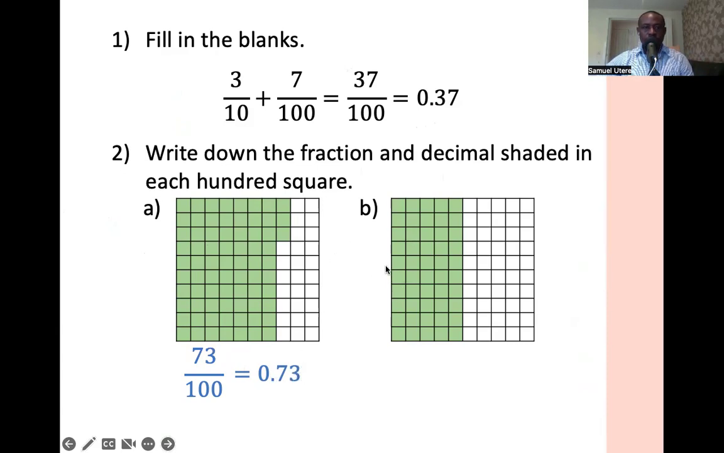Here, we're asked to represent this as a fraction. So here, we're going to have it as 50 hundredths because we have 50 squares out of the 100 squares. And if we simplify, that will be 5/10. And then recognize that it is half of the 100 squares. So that is a half, which is the same thing as 0.5.